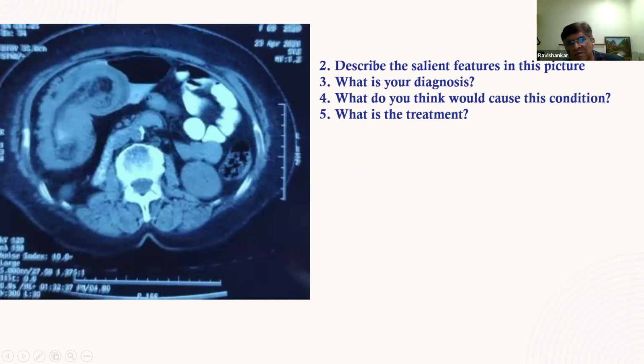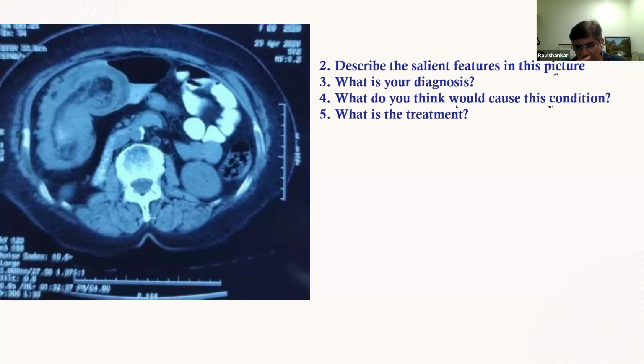Read this CT, Vinod. Sir, this is the transverse section view, sir, at the level of around L2 or L3. There is a bowel wall edema, sir, just below the liver. See, there is nothing called transverse section on CT.